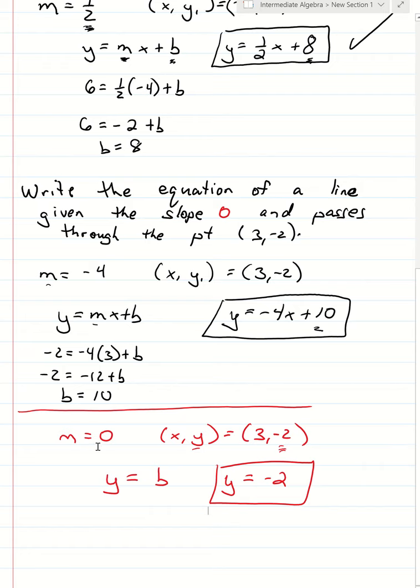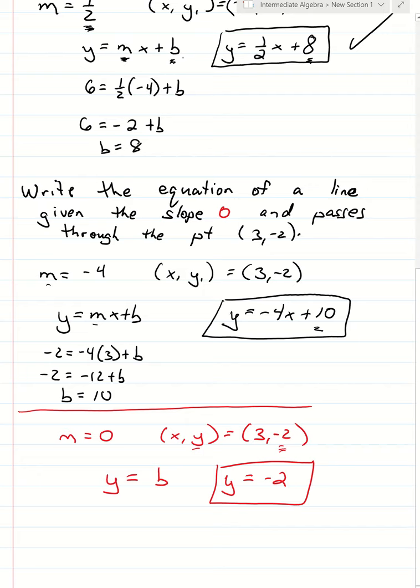So if you have a slope of 0, your y is going to equal a number because it's going to be a horizontal line. To get that y number, look at your ordered pair. Okay? Let's change it one other time. Okay?